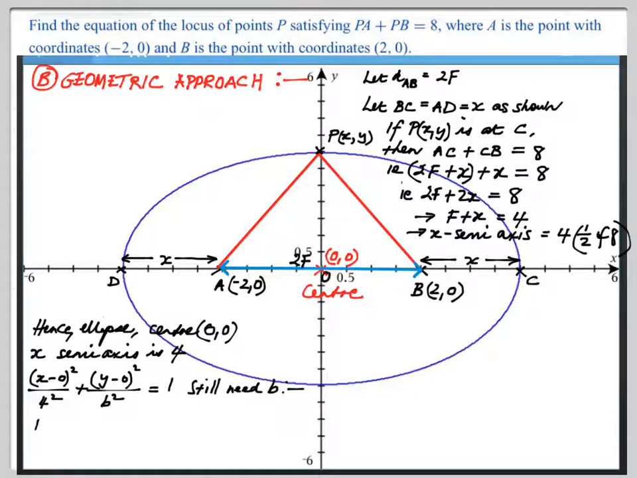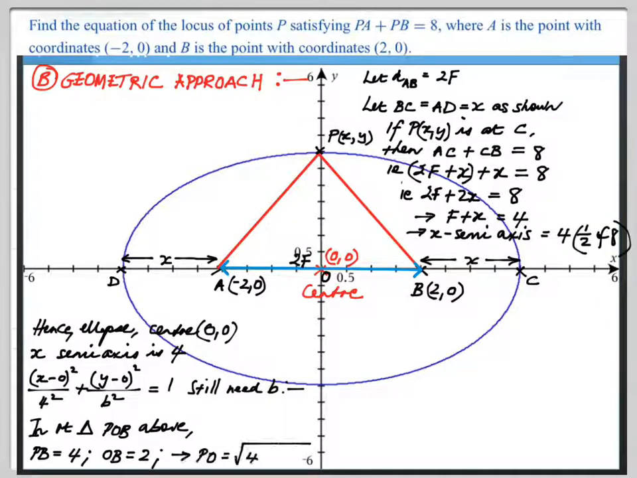Watch. Still need b, but it's easy. In the right angle triangle POB, you can see above, we know that PB equals 4, which is half the length of the string. We know that OB is 2, because that's the distance from the centre to the right-hand focus. So we can just apply Pythagoras' theorem, and it all falls out. Therefore we get that PO is root 12. Well, there you go. Now we've got our equation, because that's b for you and me. Hence, there's the equation of my ellipse.